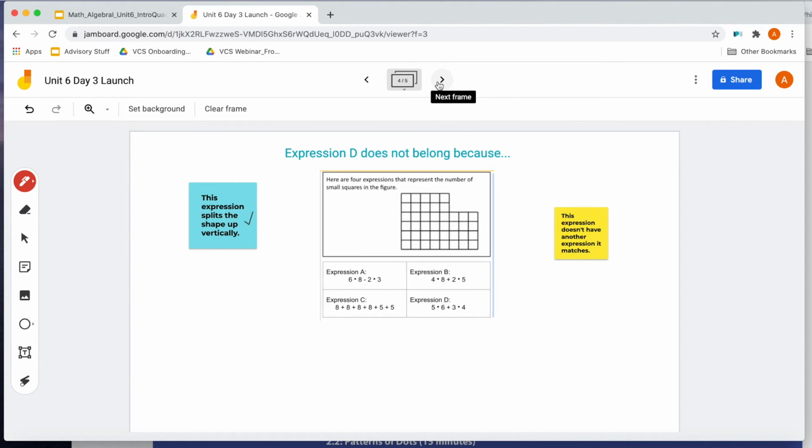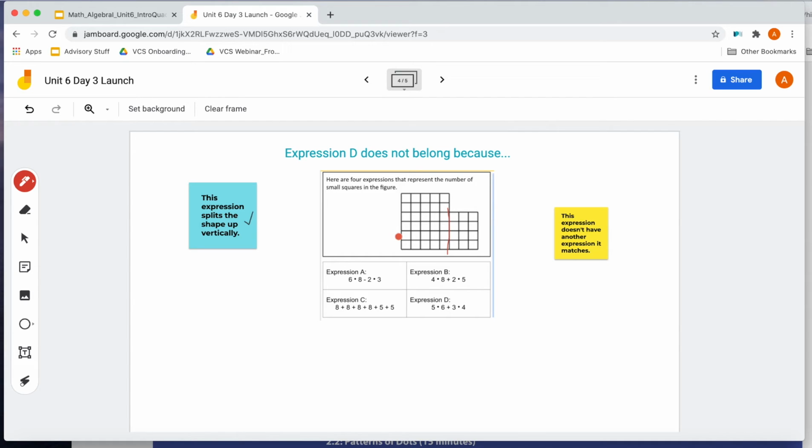And then finally, expression D. This person is pointing out that it's splitting up the shape vertically. This doesn't have a match, right? It doesn't have one as closely matching as these 2 were, right? And we see the 5 by 6 and the 3 by 4. So this one also splits it up into 2 different rectangles.